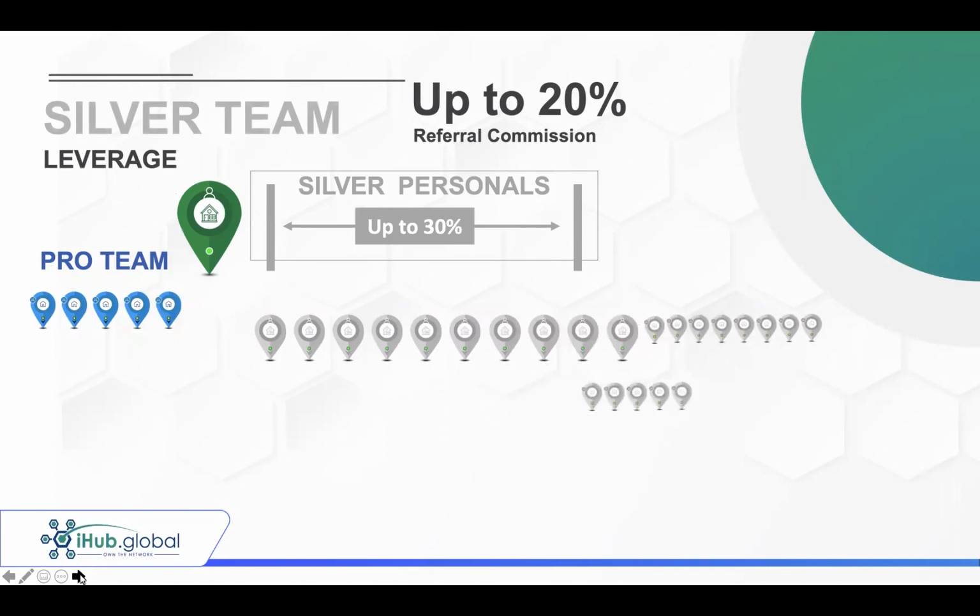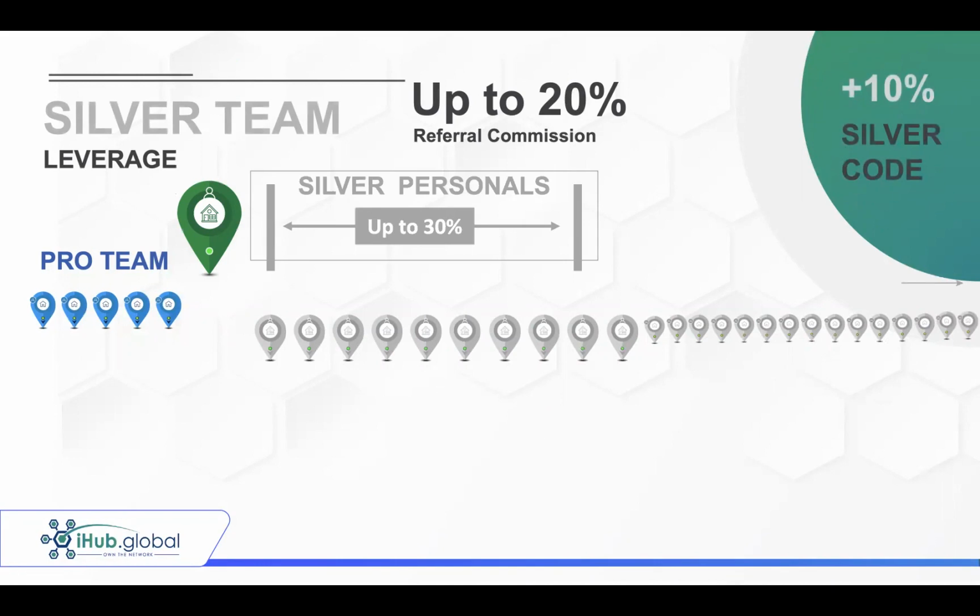Now, this roll up is a 10%, not a 5% code. It's a 10% code. So you get 10% silver code to infinity on the first 5 of everybody. You don't know who these people are. They could be anywhere in the world, but they continue to roll up to your front line.